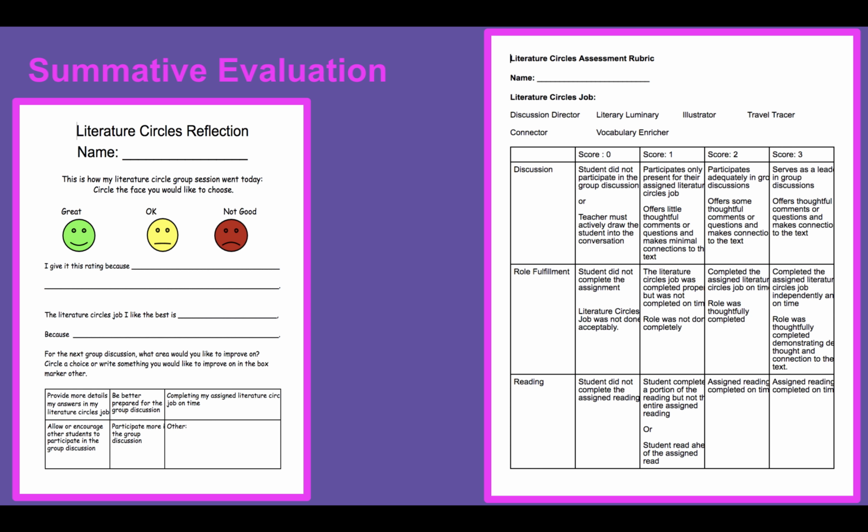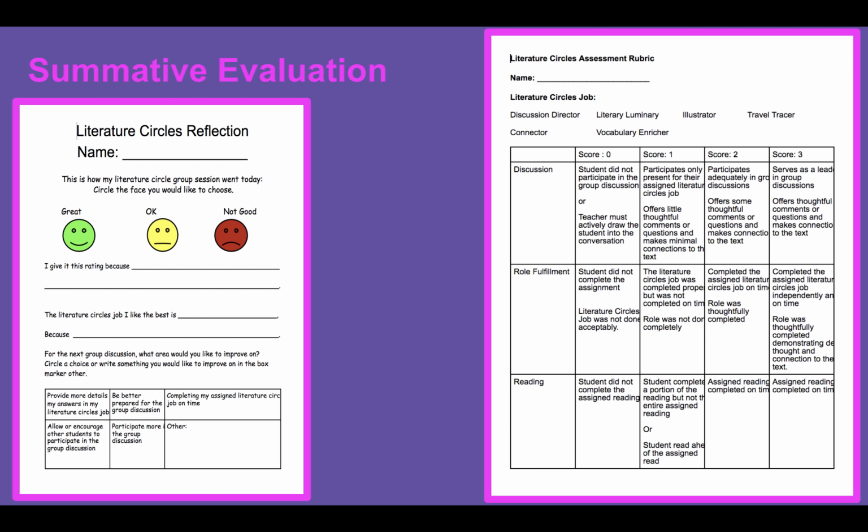Next, the summative evaluation. I created both a reflection page as noted here and you saw earlier, as well as a rubric to assess each student's job. So I will be able to reply to them in real time with suggestions for improvement. They're given the opportunity to make corrections and changes to their literature circle job and then submit it again that evening. So they can make those corrections, and it can be done back and forth as many times as needed.